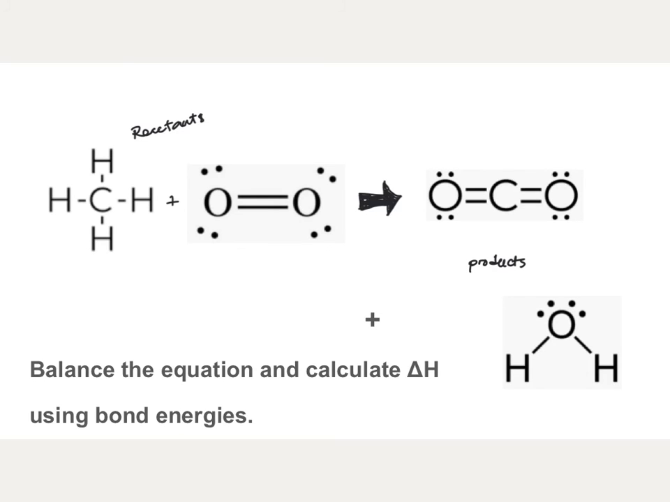Here's one more example for you to take a few minutes to work out using the bond energy tables in your book. The reactants are CH4 and O2. The products are carbon dioxide and water. Be sure that you balance the equation first. So pause the video now, work this problem out, and then you can start her back up and see how you did.